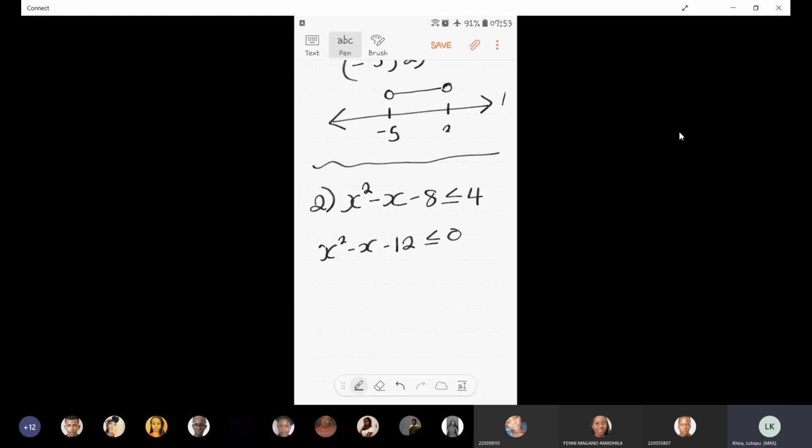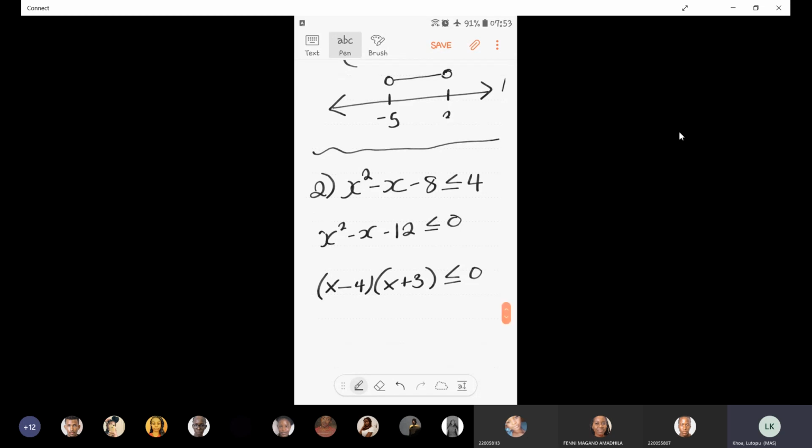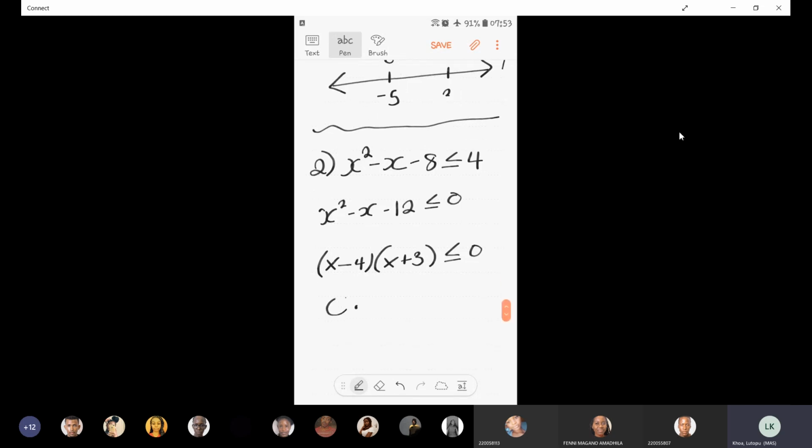And then now I factorize. I look for two numbers. When I multiply them, the answer is negative 12. And when I add them, the answer is negative 1. So this is 4, negative 4, and 3. So I put my x there, negative 4, positive 3. And then I find my critical points now.